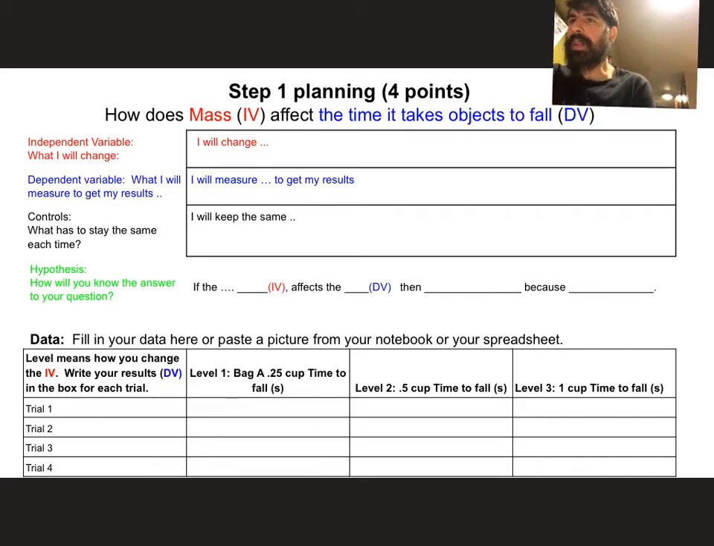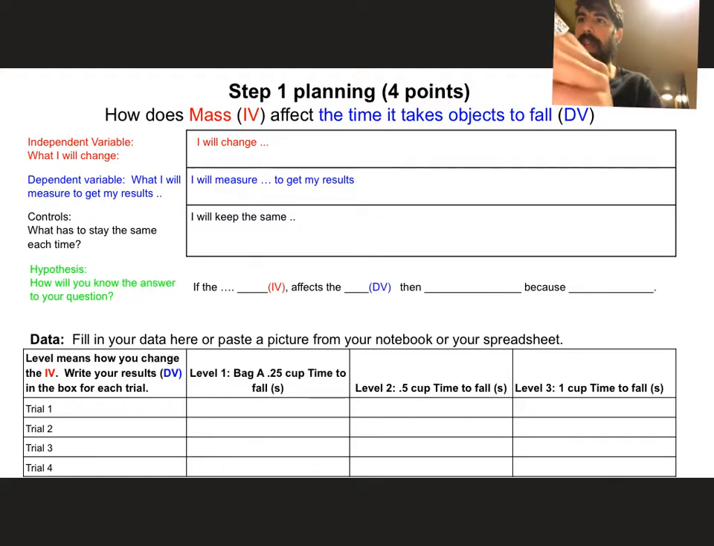Hi everybody, these are instructions for filling out your lab report for your falling objects lab. Your lab report will take the form of this slide deck. Step 1 was the planning section. This step you've already done.